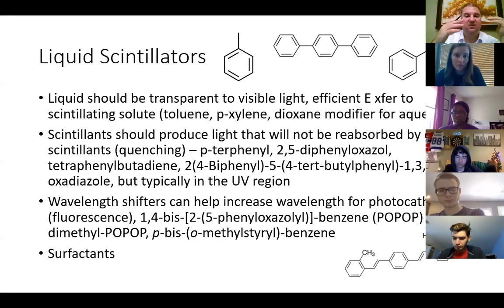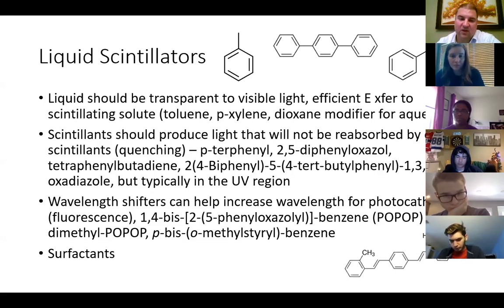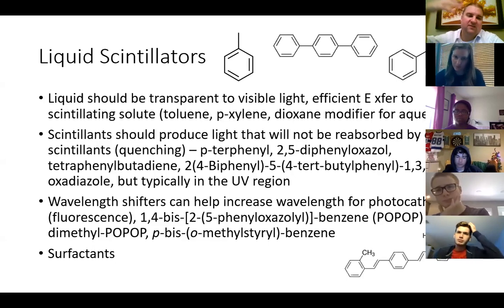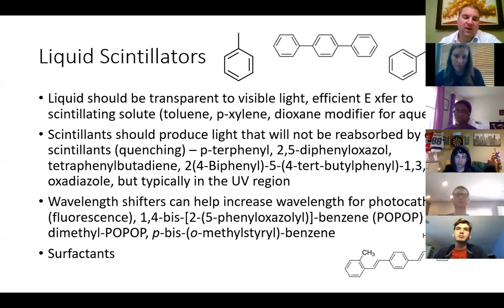But when energy interacts with your solvent, if you can transfer that energy to the solute, then you can excite these pi electrons, and when they de-excite, that's how you get the light, okay? So the end goal is that we transfer energy to these scintillators, or to a wavelength shifter like the molecule at the bottom, I think that is the para-bis orthomethyl styryl benzene. That's the bottom molecule there. When they absorb light and re-emit light, that's the wavelength shift. So these two processes are related, okay?